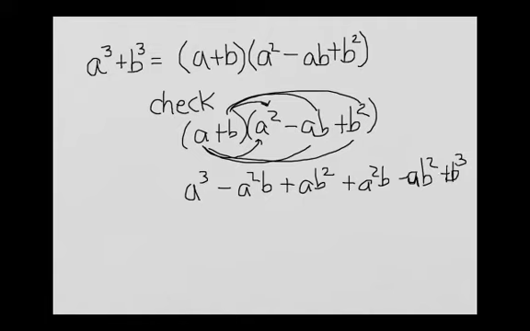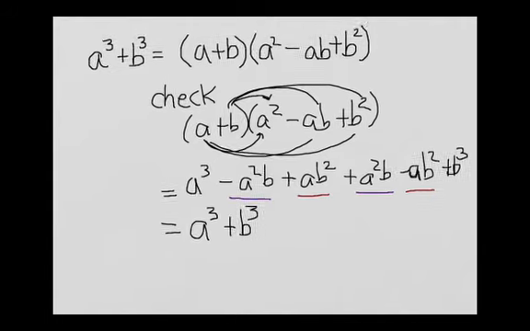So here we can see that we have the term minus A squared B and plus A squared B. So when we add those together, we get 0. And we also have the term AB squared minus AB squared. So those will also sum to 0. And that leaves us with just two terms, A cubed plus B cubed.